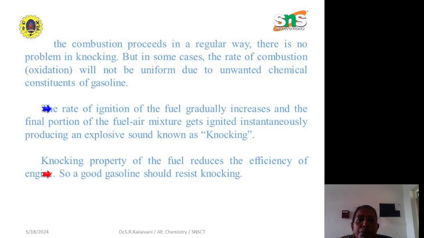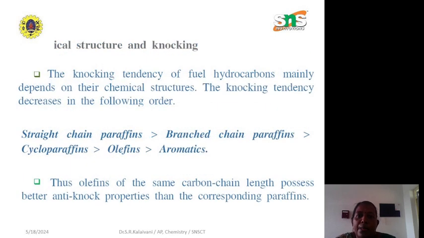So the combustion proceeds in a regular way and there is no problem, but in some cases the rate of combustion will not be uniform due to unwanted chemical constituents of the gasoline. So the rate of ignition of the fuel gradually increases and the final portion of the fuel air mixture gets ignited instantaneously, producing an explosive sound known as knocking. Knocking is a property of the fuel and reduces the efficiency of the engine. So a good gasoline should resist the knocking tendency.